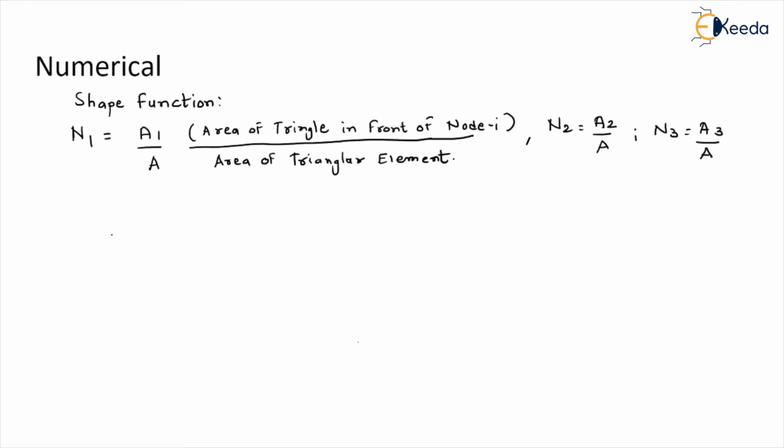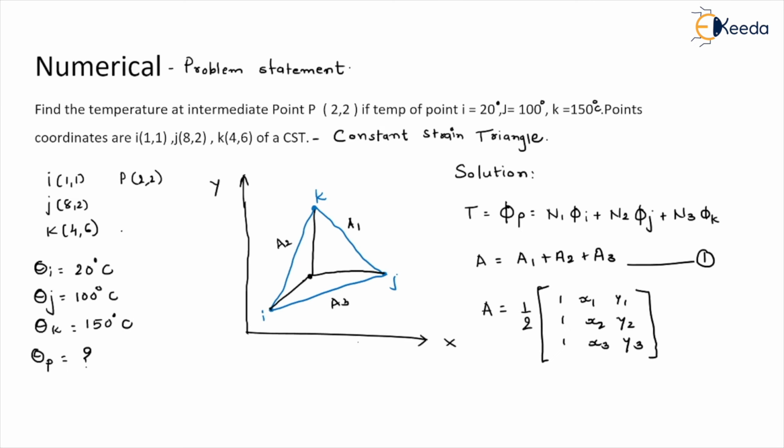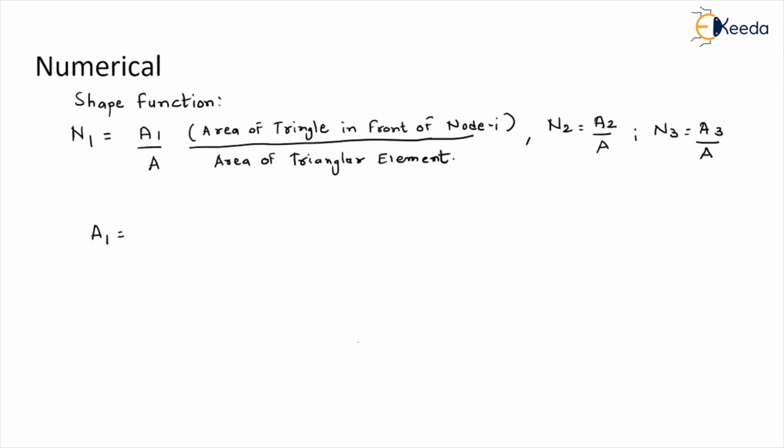So let's first find out the area of A1. Let's see in the figure. Here for A1, there are three coordinates. First is my P point, then J point, and then K point. So for A1 area, PJK triangle is there.